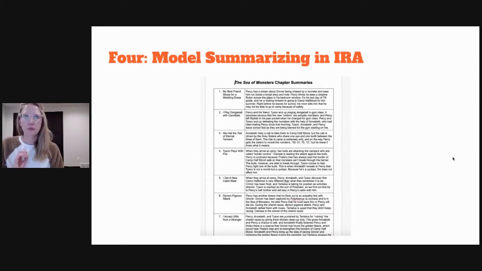Next up, model summarizing during interactive read aloud. Our last interactive read aloud as a class was The Sea of Monsters, I think it's the second book in the Percy Jackson series. And what I did is after each time that we read a chapter, for the most part, they're pretty long chapters in the book, we read about 1 chapter a day, sometimes 2.